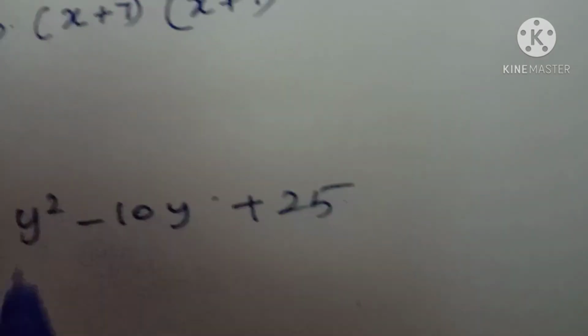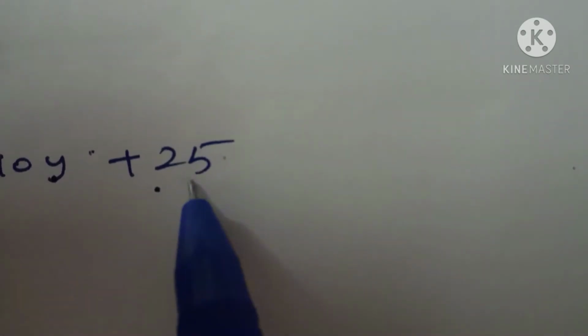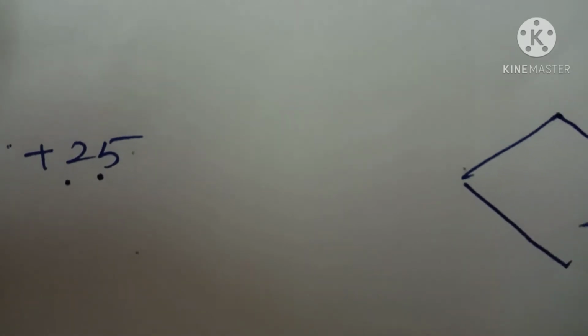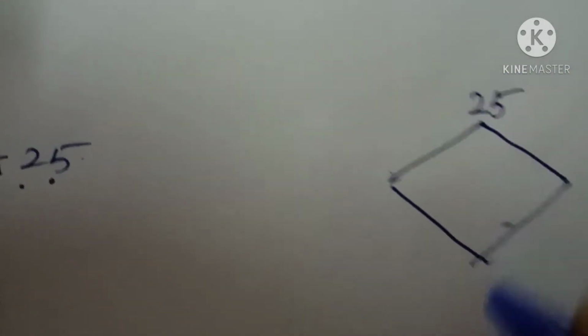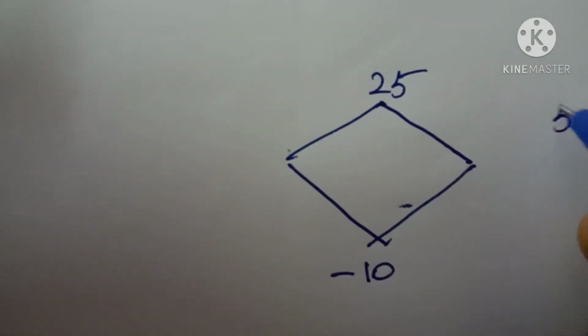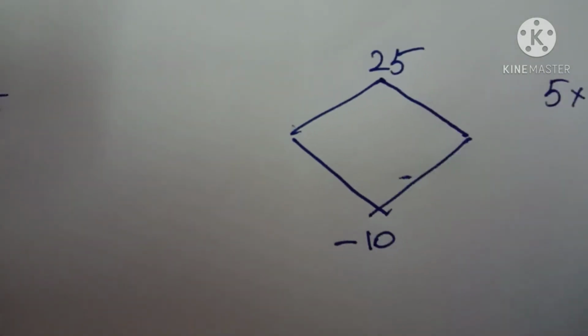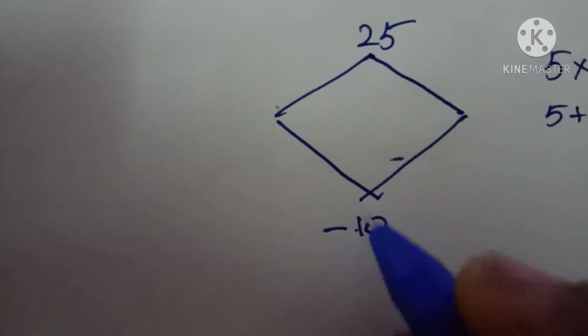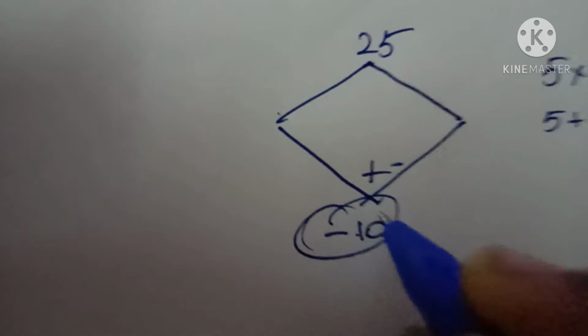The next question is y square minus 10y plus 25. So it's in the form y square, then y term and then constant. So you can factorize by using the expression. Last term you have to multiply and get it. Middle term you have to add and get it. So 5 into 5 is 25. But if you add 5 plus 5, you can get 10. But here they have given minus 10.